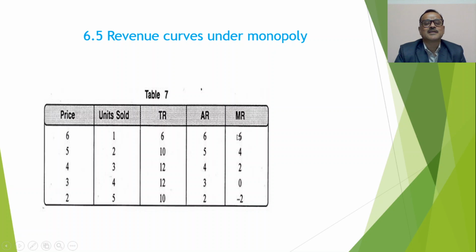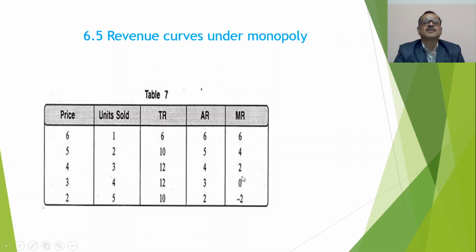And MR is the difference between these two units, unit 6 and unit 5. Revenue obtained from the sales of 6th unit and revenue obtained from the sales of 5th unit. So what is the difference? This is 6, this 10, 4. And here what is the difference? 2. Here what is the difference? 0. And here what is the difference? 10 minus 12, this is minus 2.